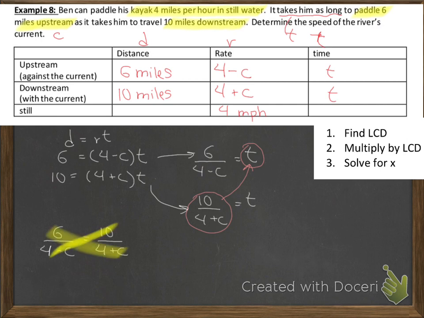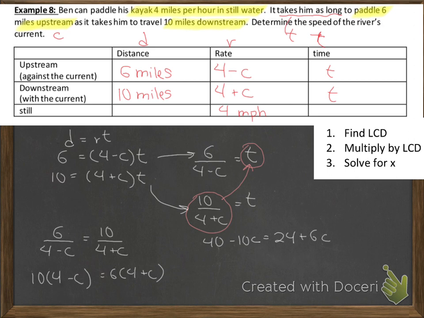So I can quite simply cross multiply. It's going to give me a linear equation to solve, which is pretty straightforward. So I can just do that and then I can solve it. This one's not that bad. Okay, so 10 times 4 minus c, 40 minus 10c equals 24 plus 6c. Okay, I'm going to add 10c to both sides.